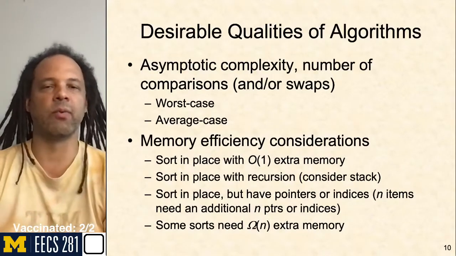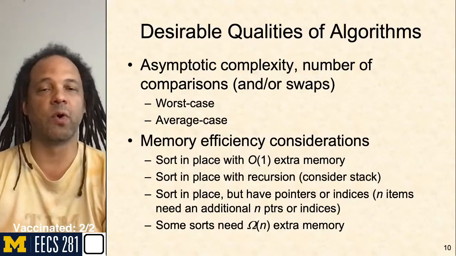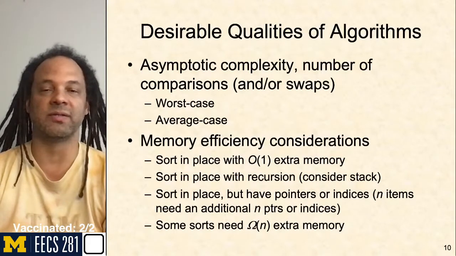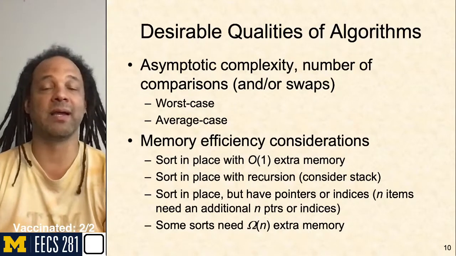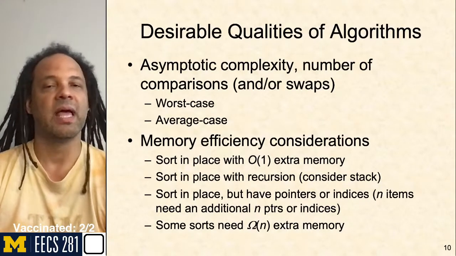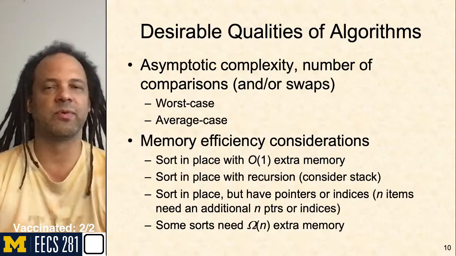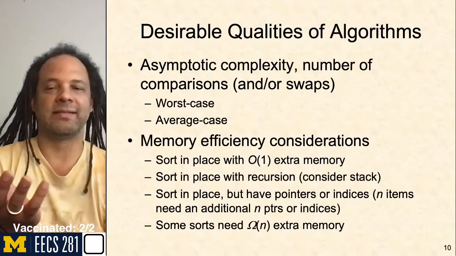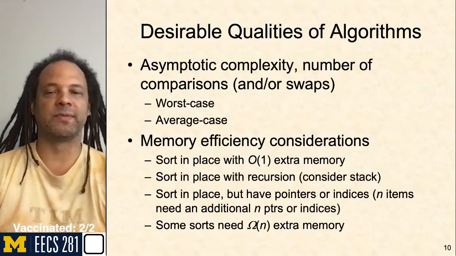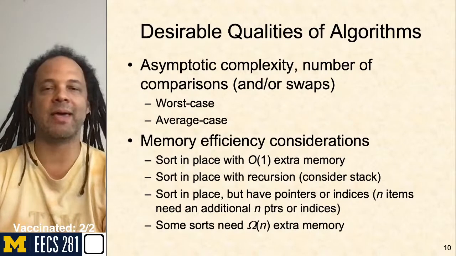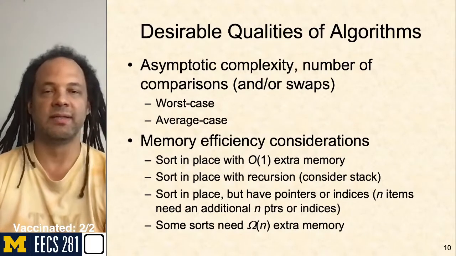Let's talk about some desirable qualities of algorithms. Of course, the asymptotic complexity is one of the primary things that we are concerned about. When we look at how asymptotic complexity plays out with sorts, it turns out that it's the number of comparisons and the number of swaps, or sometimes one or the other. Comparisons is A less than B, and then swaps, okay, they're in the wrong order, let's change that. Those are the things that make our sorts take their time.